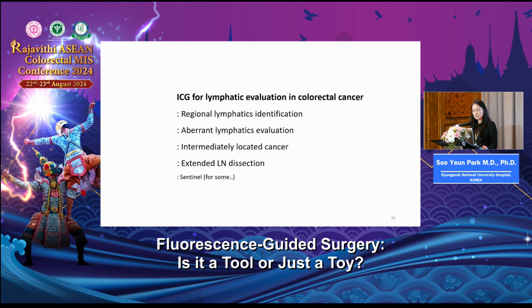So in colorectal cancer lymph node evaluation, we can use ICG fluorescence imaging for regional lymph node dissection planning, or aberrant lymphatic evaluation, especially when the cancer is located in an intermediate area, or when we do extended lymph node dissection. ICG fluorescence imaging can be very useful.